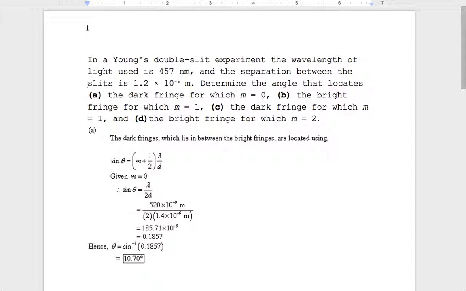So, we were given here the wavelength in nanometers, and we were given the distance between the slits in meters. And already, since the units are different, we know we're going to have to convert this to meters.